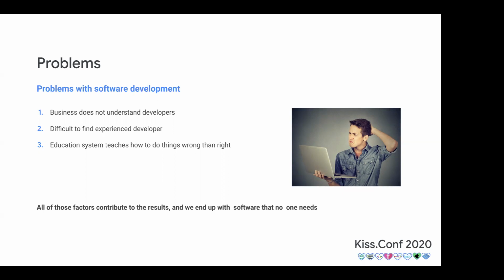Another difficulty that a usual software developer encounters is that our education system usually teaches more how to do things wrong than how to do them right. And in small countries like Azerbaijan, we have our own set of problems. We will never be able to find enough very experienced developers, because even the biggest companies of Azerbaijan are not able to compete with US or European companies. So the experienced developers probably will leave the country, and you have to find a way to develop maintainable software with little or no experienced developers. All of these factors contribute to the results, and we end up with software that is not maintainable and no one needs it.